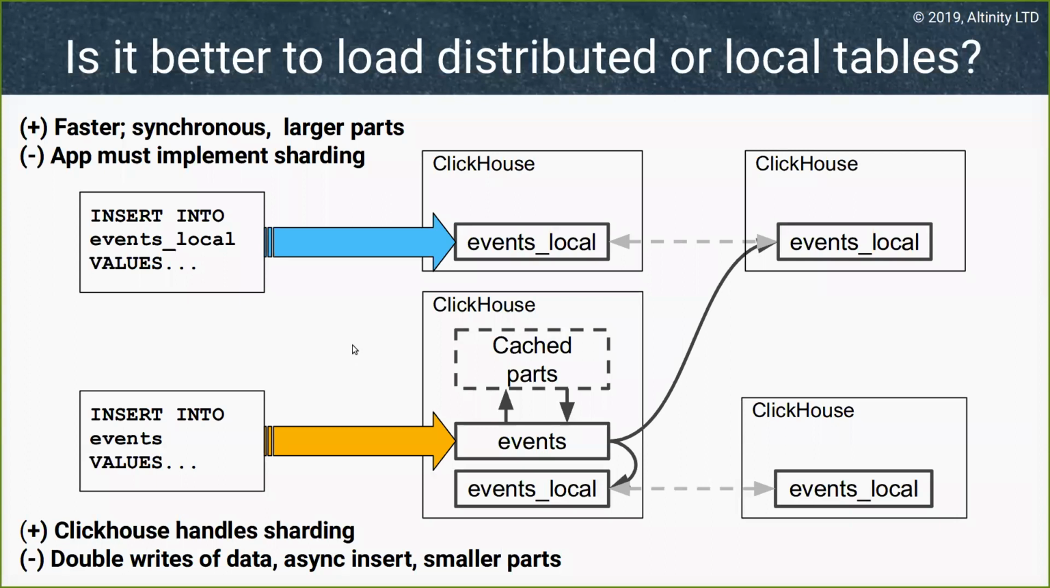So you get these extra writes with async insert, and as a result, you get smaller parts being inserted because they're being broken up. If you go to the local events, the downside is your app has to know what the sharding pattern is. So it must understand that you have to set up the application so they don't overload some nodes and not others, or some shards and not others. But it's faster, and you get larger parts.